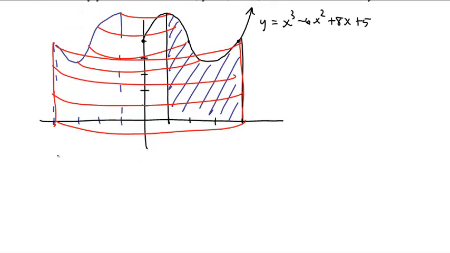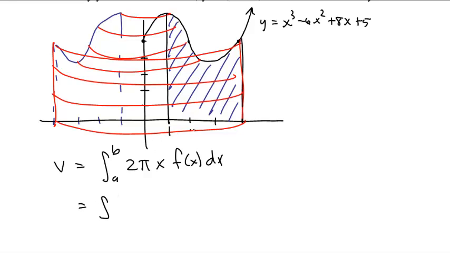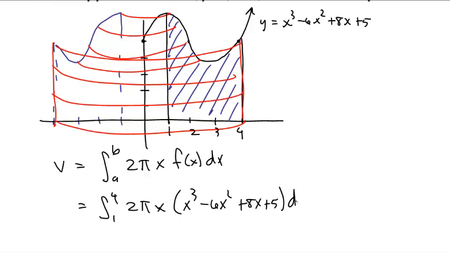No, use the formula for the shells method. V is the integral from a to b of 2 pi x f of x dx, which in this case would be the integral from 1 up to 4 of 2 pi x times the function, which is x cubed minus 6x squared plus 8x plus 5 dx.